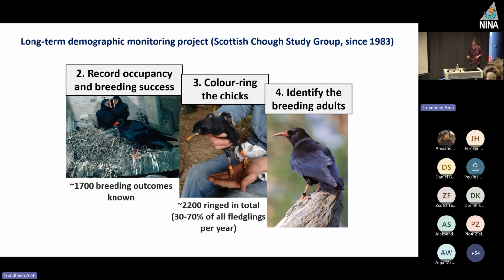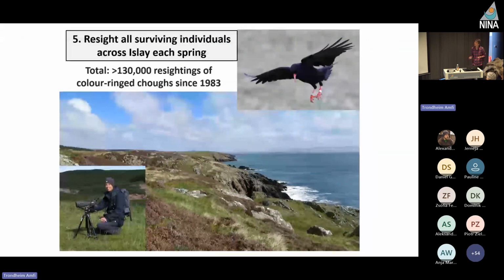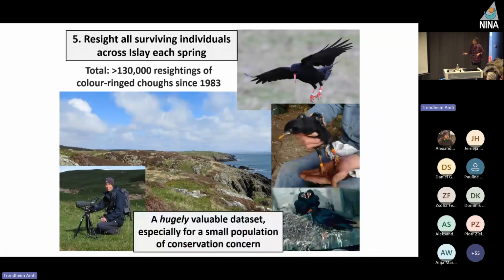And until I messed things up by moving to Norway, my job in this was to go every Easter and walk around the more remote parts of the island and identify the colouring adults that were still alive in the less accessible territories. And overall, this effort has now generated over 130,000 subsequent resightings of these colouring birds. So this is really a tremendously valuable data set, especially for a small population of immediate conservation concern like this. There really probably aren't too many data sets like this for any system in the world.